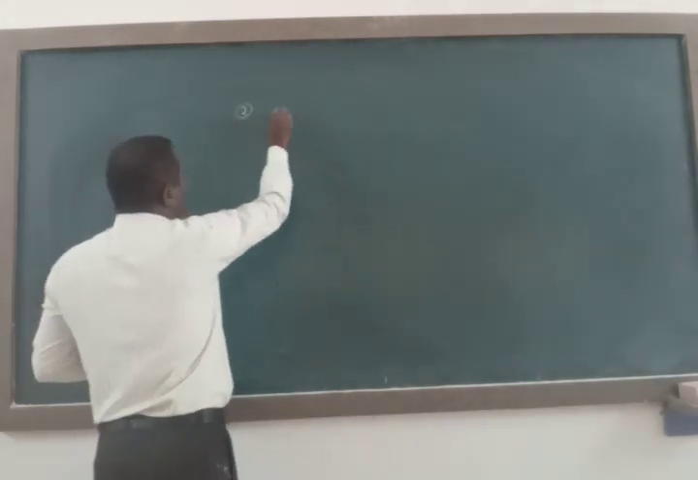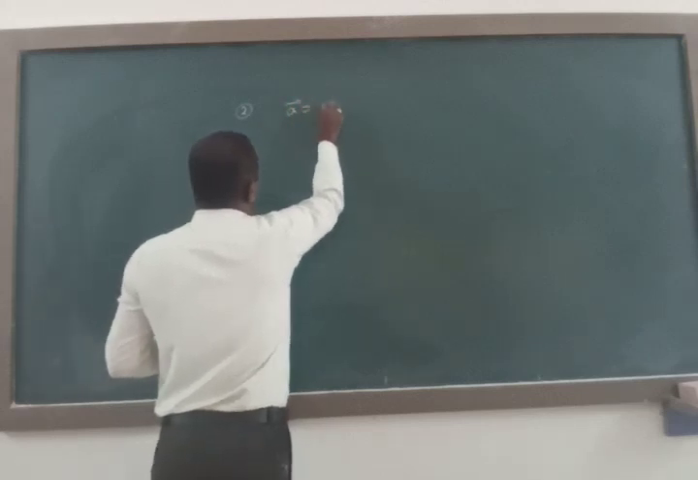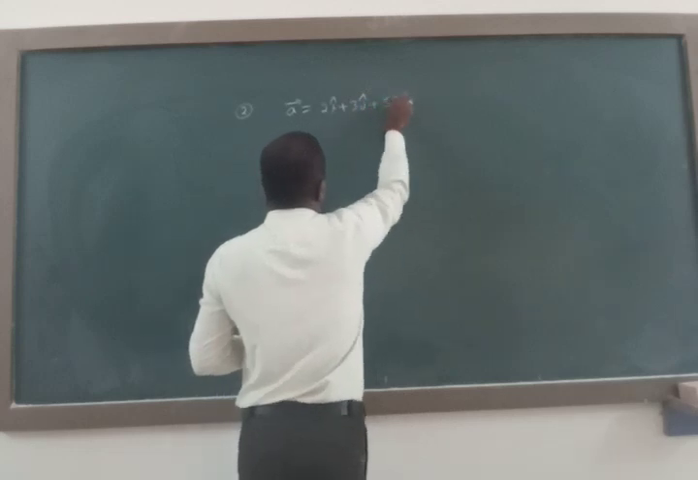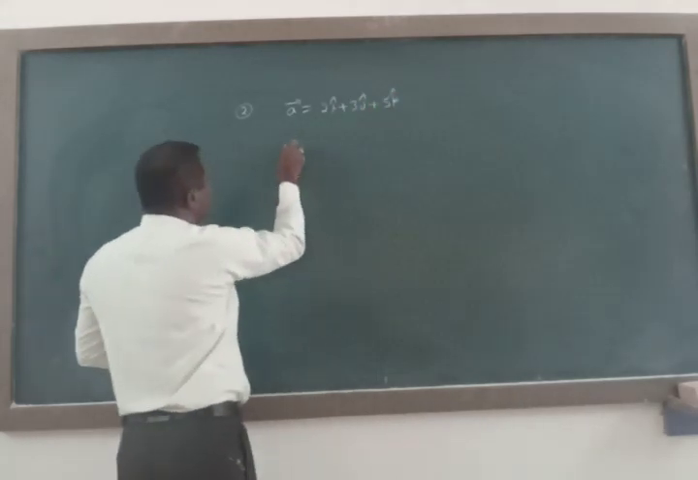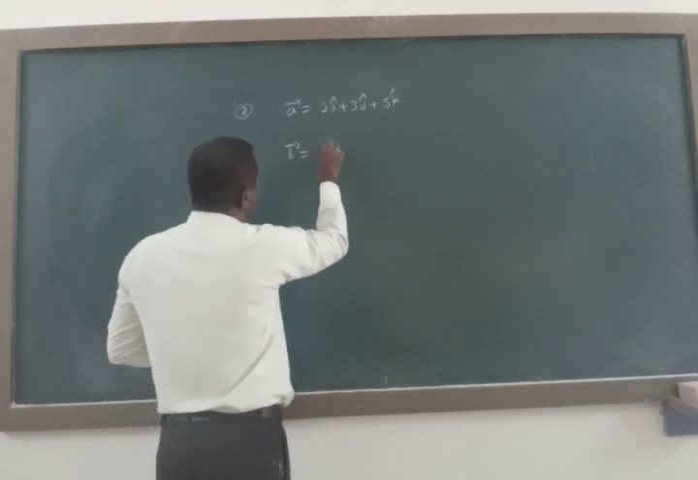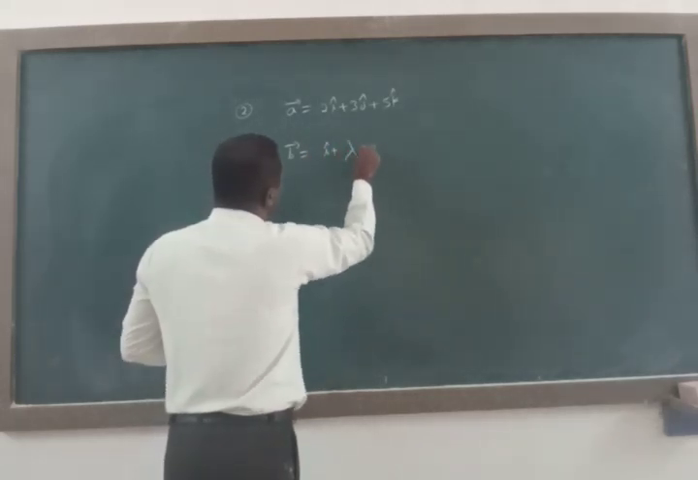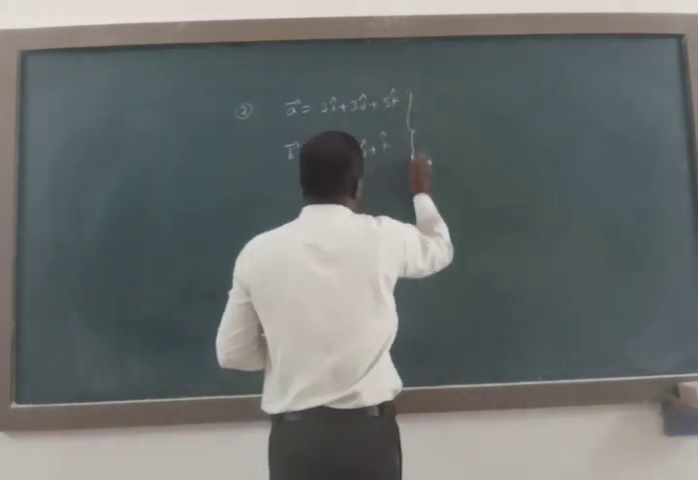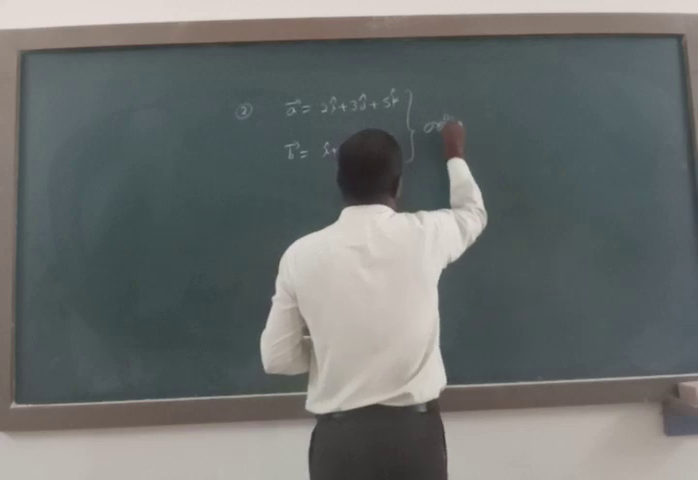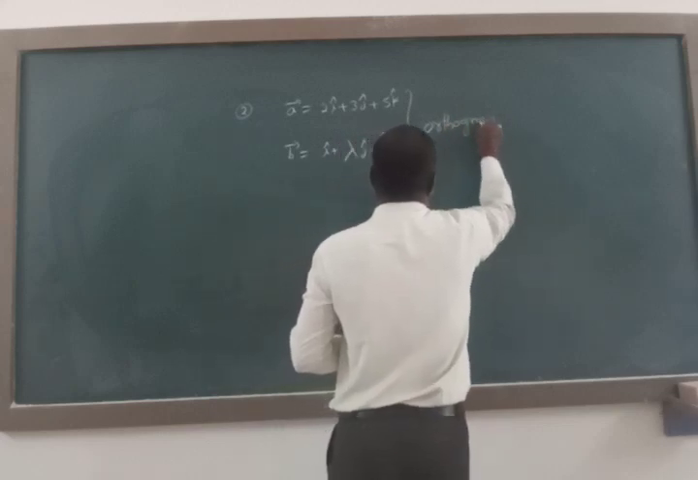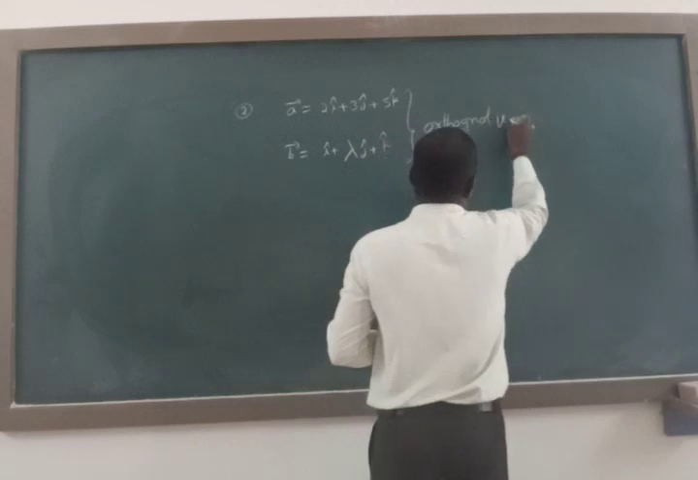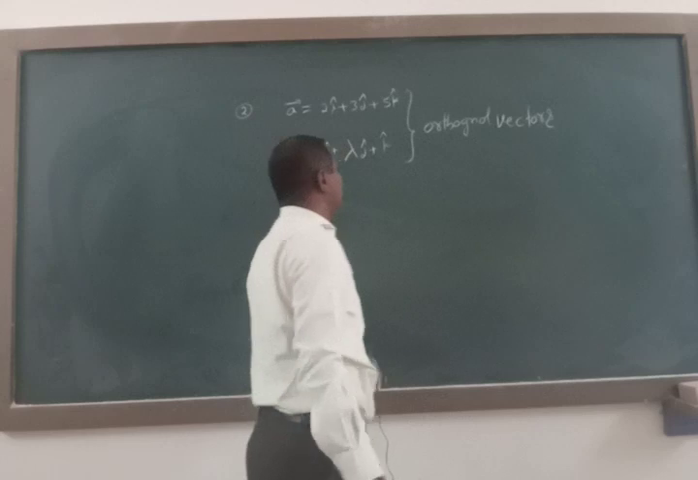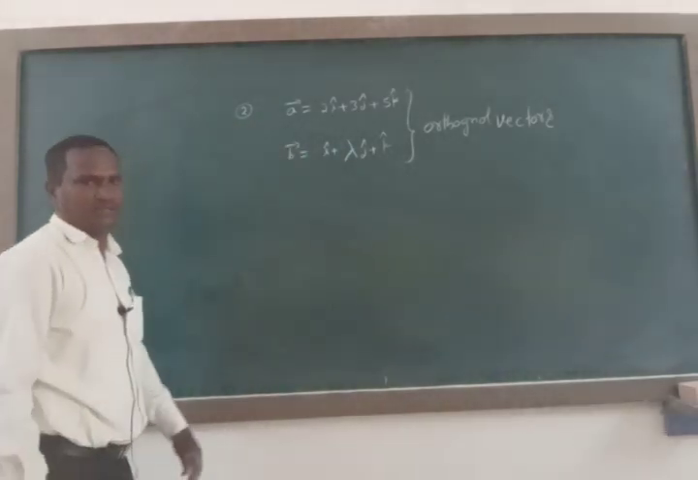Second example: A bar is equal to 2i cap plus 3j cap plus 5k cap. B bar is equal to i cap plus lambda j cap plus k cap, and they are orthogonal vectors. Orthogonal vectors are nothing but perpendicular vectors. Then find the value of lambda.